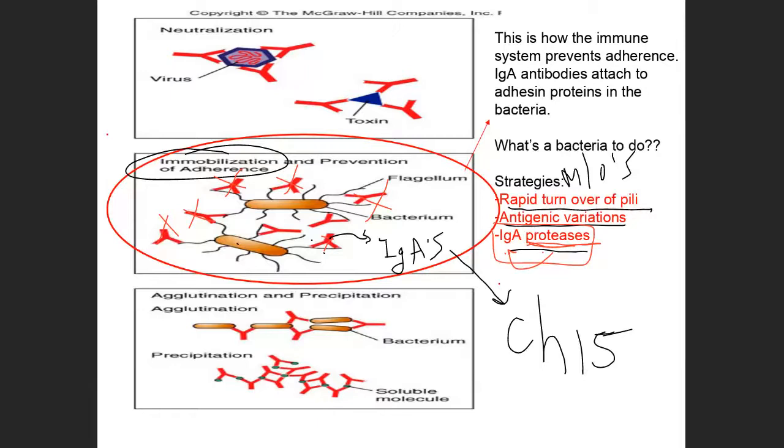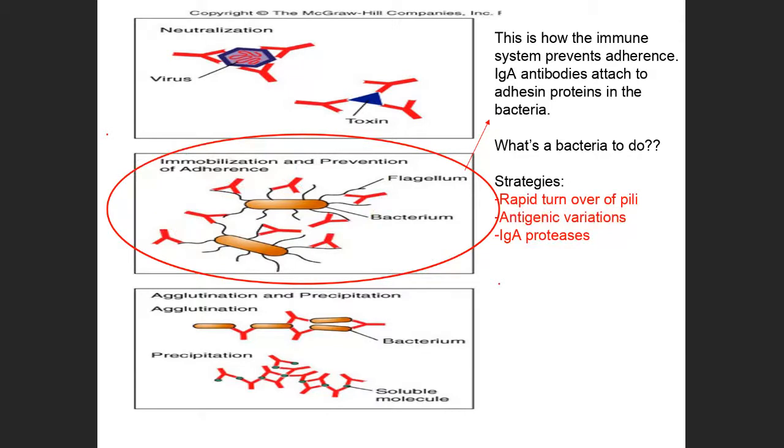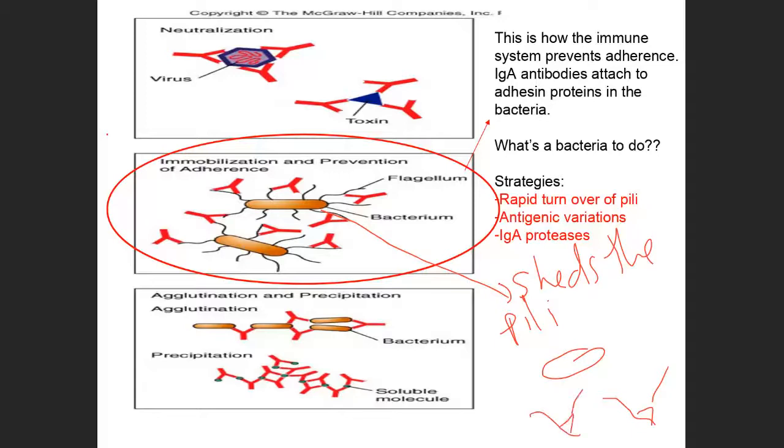The other strategy is rapid turnover of pili. Okay, let's go for that one now. Rapid turnover of pili essentially means, and actually kind of goes together with antigenic variations, what if the organism sheds the pili? Okay, so if it sheds the pili, now it's going to shed the pili with the antibody attached to it. And you're going to say, well, now it doesn't have the pili. True, now it doesn't have the pili. No big deal. Let's grow another set of pili.